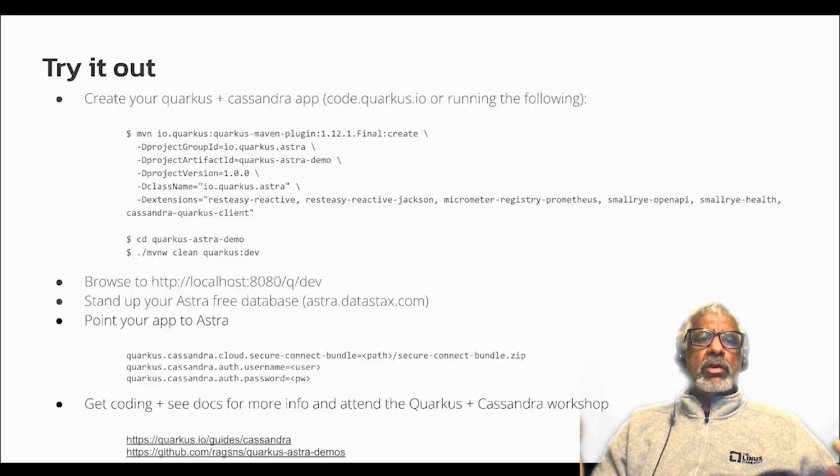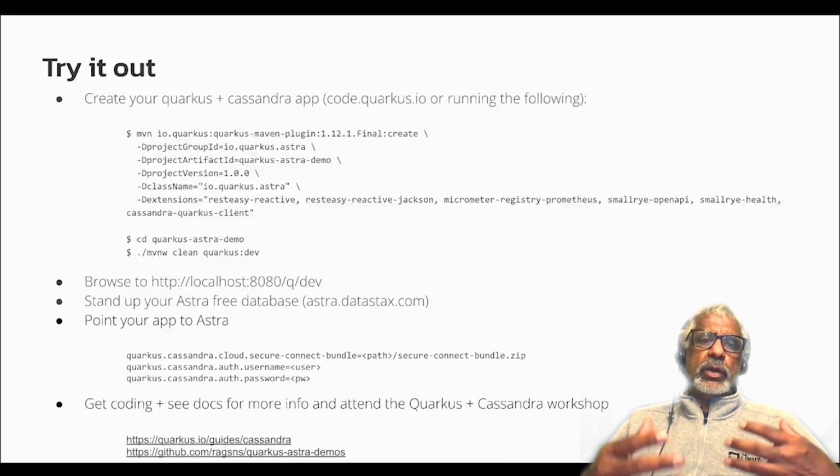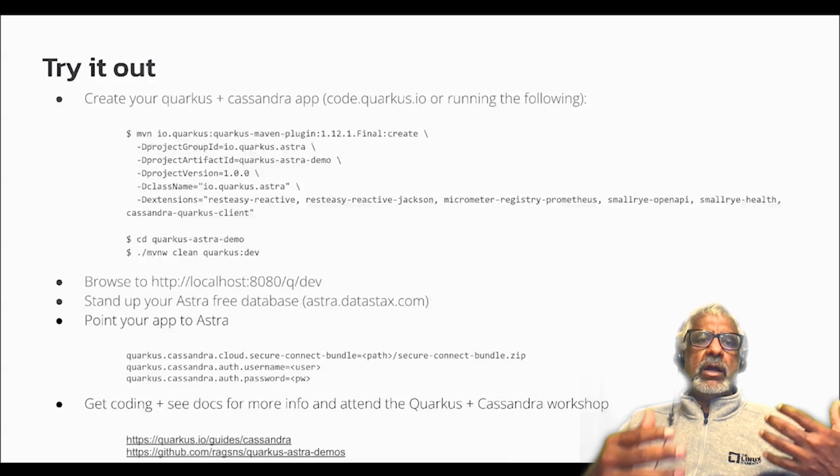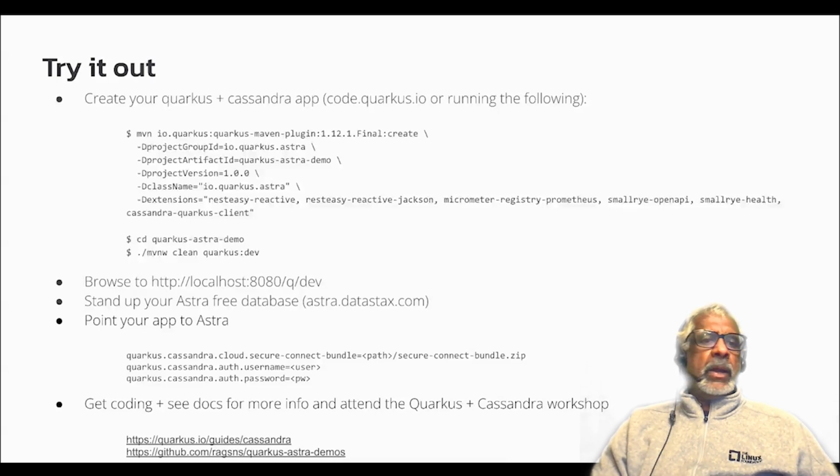You can try it out yourself. It's pretty straightforward. There are a number of quick starts that Quarkus provides. And, like I said, you can look at the Quarkus metrics by just putting /q/dev on the path. Astra is very easy to use. All that I did was use a secure connect bundle to connect to the particular Astra database, which is in the cloud.